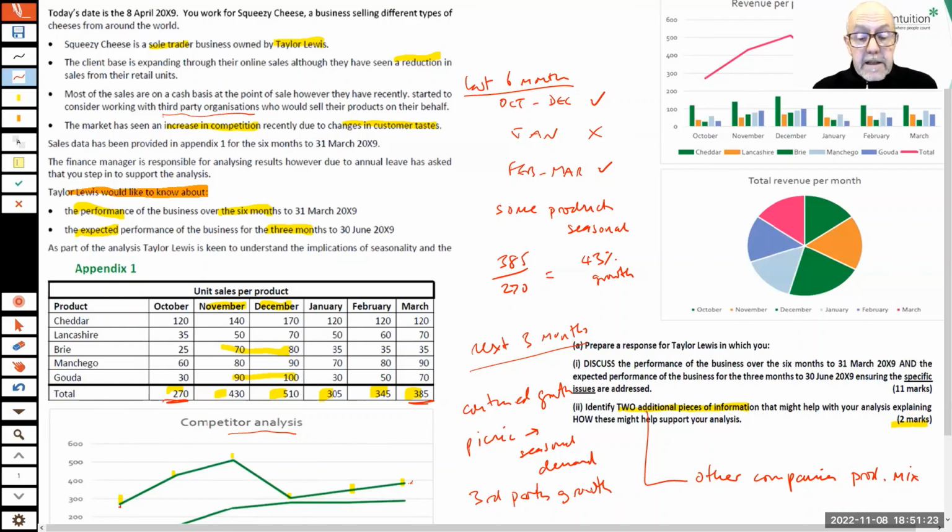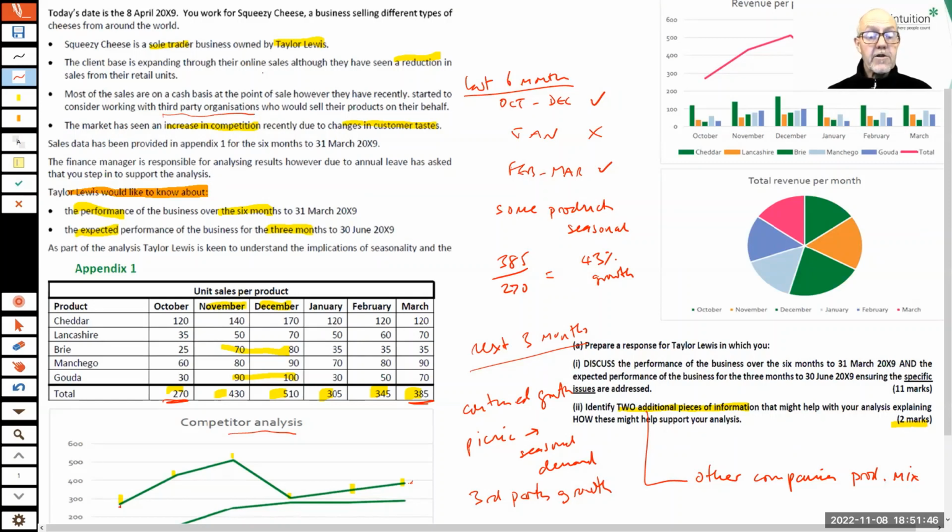Change of customer tastes. Expanding online sales, reduction in retail. That's something that's already happening. So, good few points there.